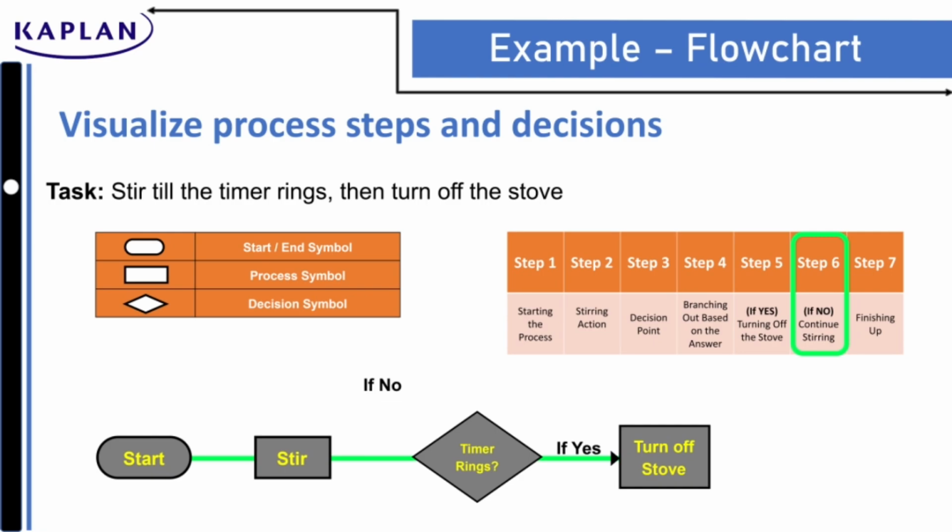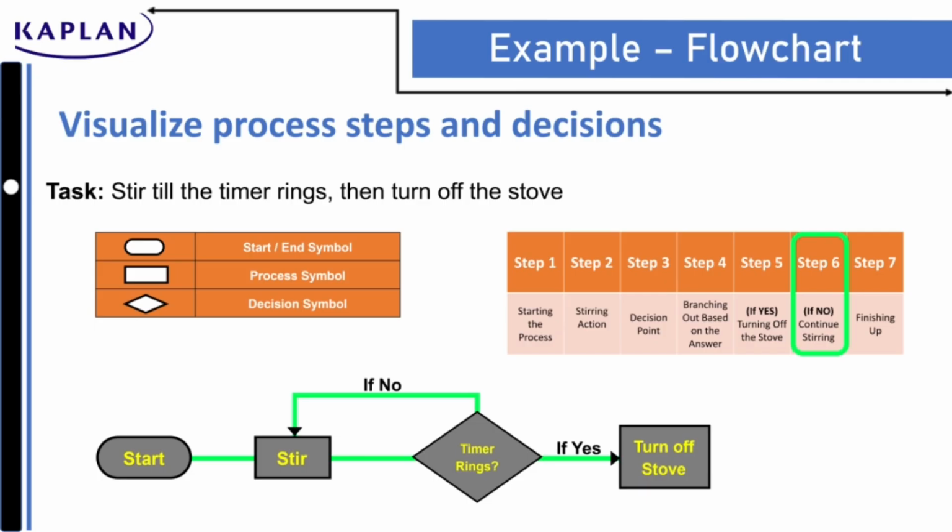But what if the timer hasn't rung yet? That's where the no branch comes in. Connect the no branch from the decision symbol back to the process symbol labeled stir. This creates a loop, indicating that if the timer hasn't rung, we need to continue stirring.